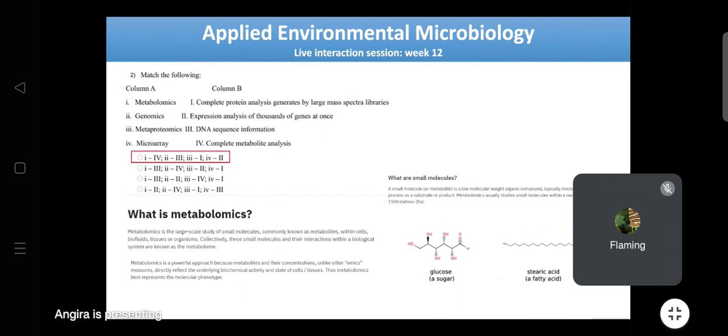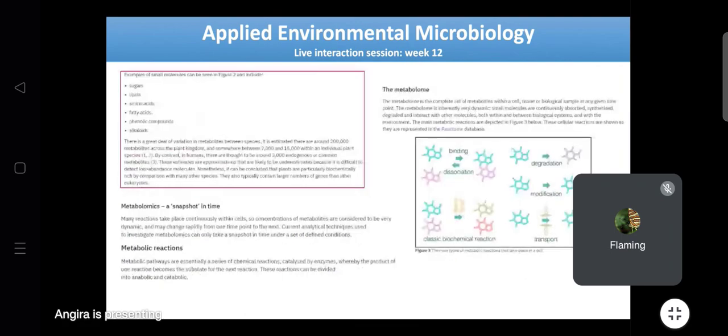Now, when we are talking about small molecules, what small molecules are we exactly talking about? Basically, it is a low molecular weight organic compound that is involved in a biological process as either a substrate or a product. Metabolomics takes into study small molecules with a mass range of 50 to 1500 daltons. So it can be a sugar, a fatty acid, for example glucose, stearic acid, amino acids, phenolic compounds or alkaloids.